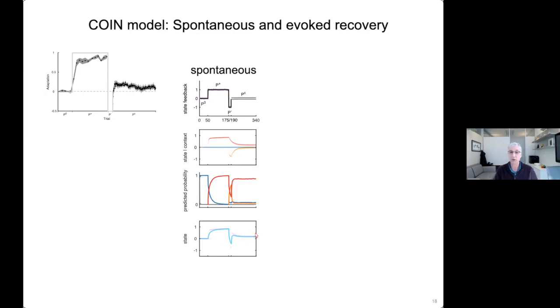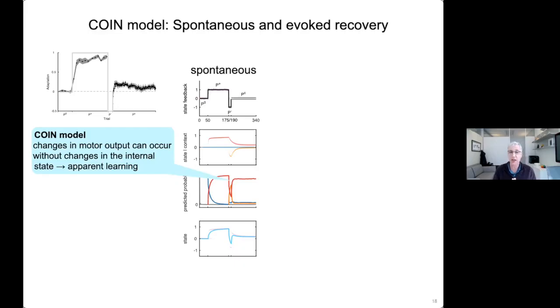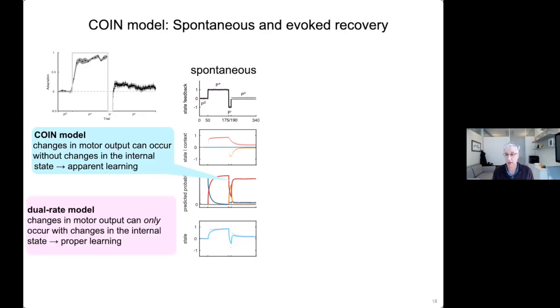Okay, so this is really different. In the COIN model, we're seeing changes in motor output occurring without changes in internal states of apparent learning. There's very little change in the internal state here. It's really the belief about which context I am in which is driving spontaneous recovery. In the dual rate model, you can only get changes in motor output by changes in the internal state through proper learning. And so we can come up with a new experiment to distinguish between them.